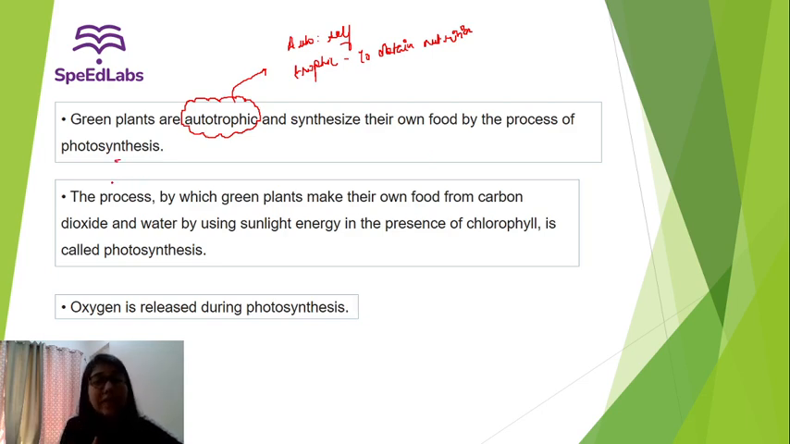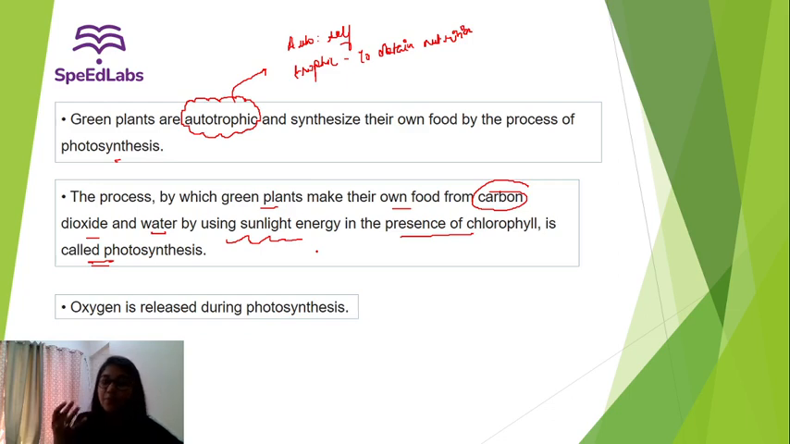Now you all know what exactly is happening in photosynthesis. It is the process by which green plants make their own food from carbon dioxide and water, by using sunlight energy in the presence of chlorophyll. All these things, carbon dioxide, water, sunlight energy and chlorophyll, are a must for the process of photosynthesis. And oxygen is released during the process of photosynthesis, which is another very important point.